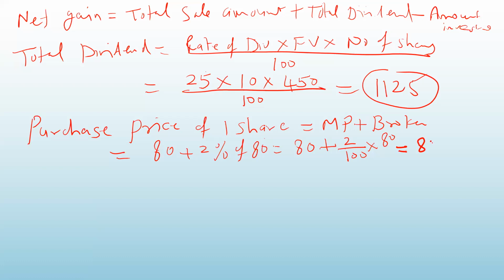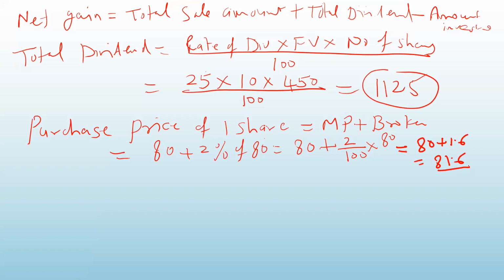This is 80 plus 2 upon 100 into 80. How much? Do it step by step, slowly. It doesn't matter, even if it takes time. So that is 1.6. Correct? So you will get 81.6. So the purchase price of one share comes out to be 81.6. Correct?